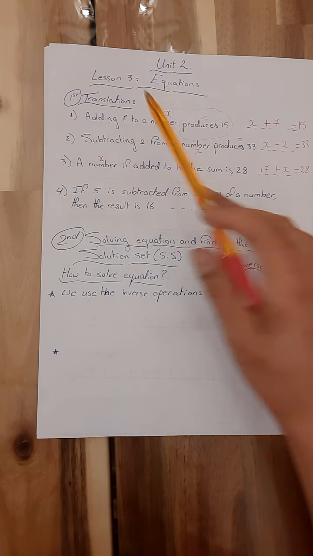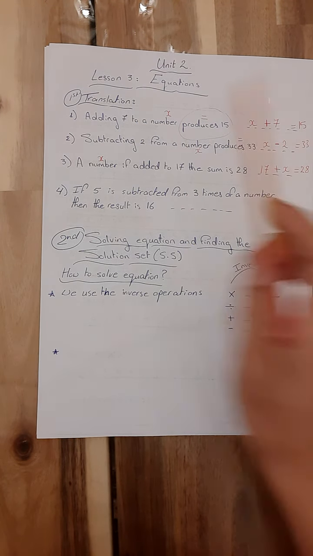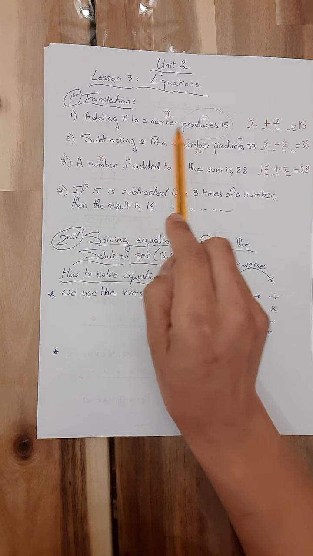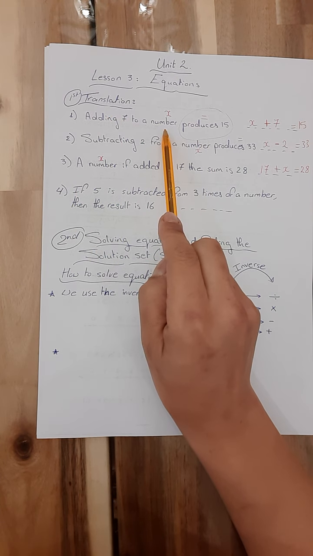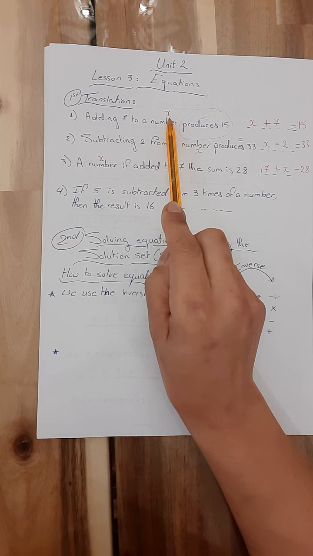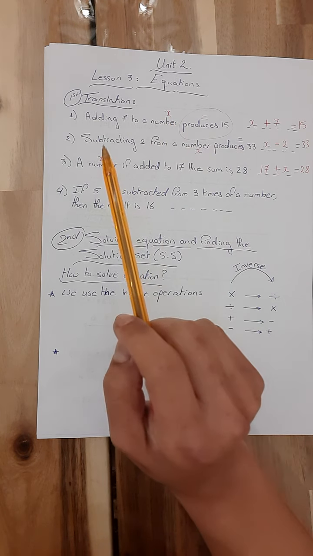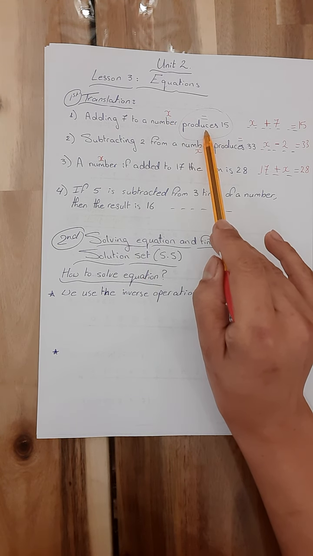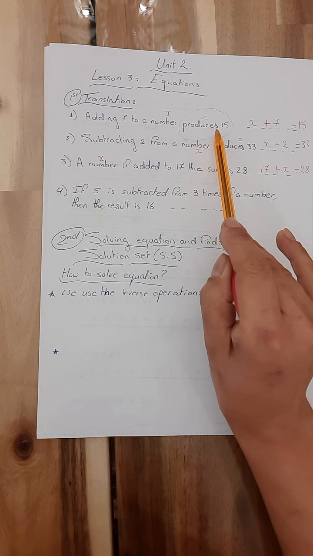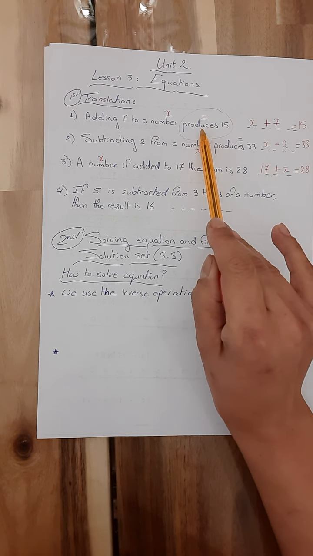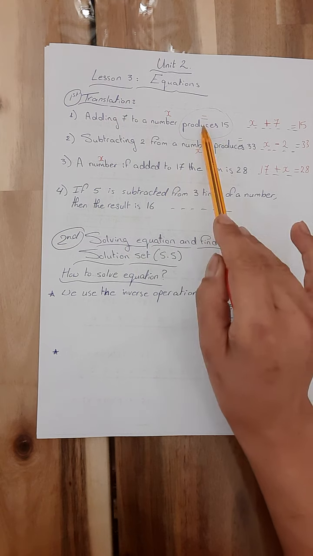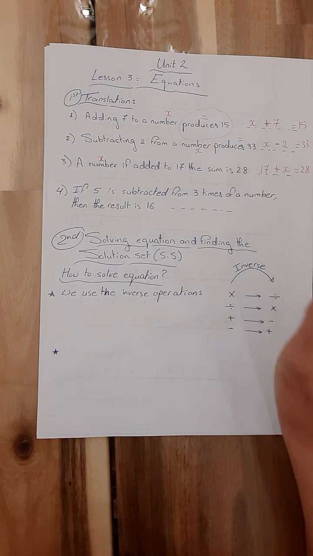First, we are going to translate the following equations. Adding 7 to a number produces 15. The number is a letter or a symbol. We call it x if he didn't say its name. And then we said in the first lesson that produces or the result means equal. Produces 15 means that all of this problem will give me 15, so we write equal 15.